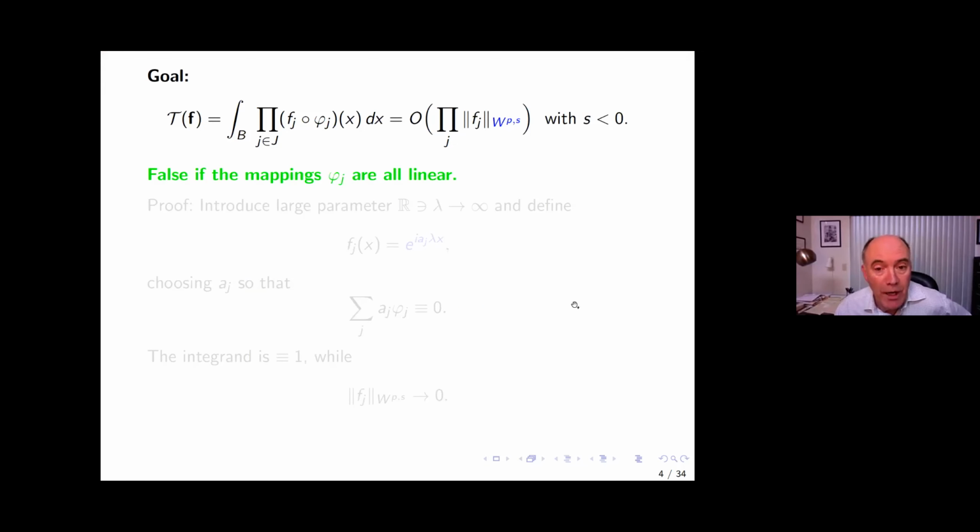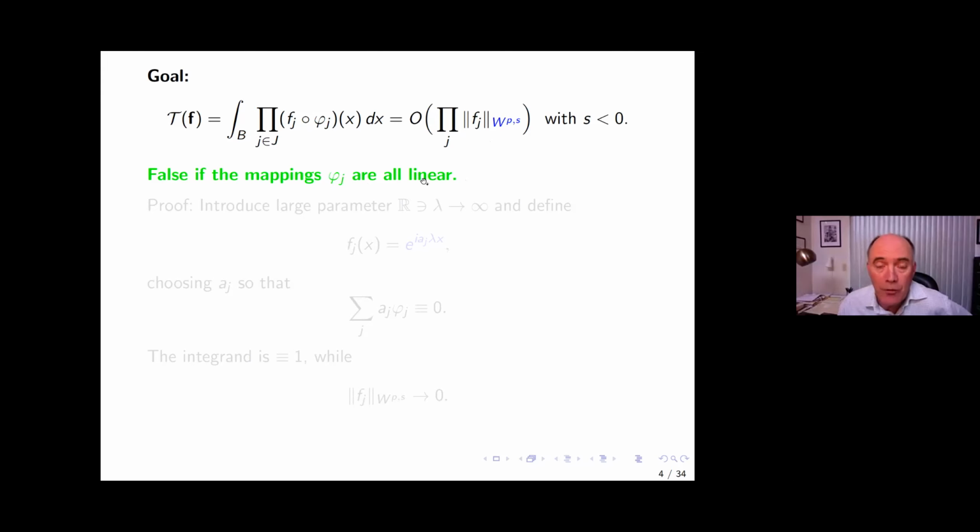Okay, so again, I've just rewritten here the goal. I want to majorize the form by a product of negative order sublevel norms. And the first observation is that this isn't always true. In particular, such an inequality is false in the simplest case, which is where all the mappings, V_j, are linear.